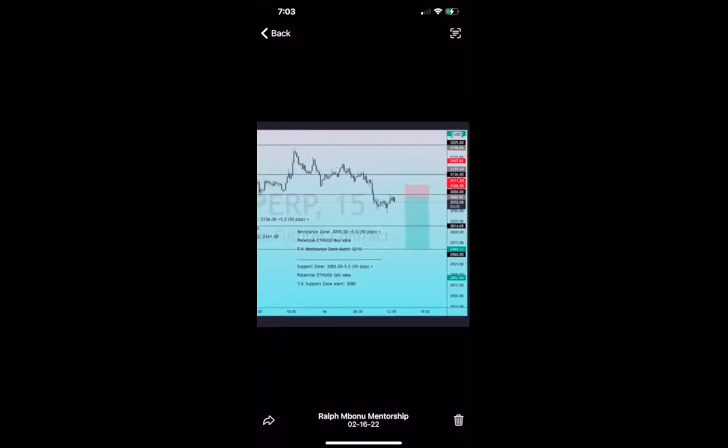Resistance. We've broken the area, right? We've broken the area. And once again, remember, your gray number is what? Your point of entry. Your red number is your stop loss. And your green number is your point of take profit, right? Your final point of take profit.